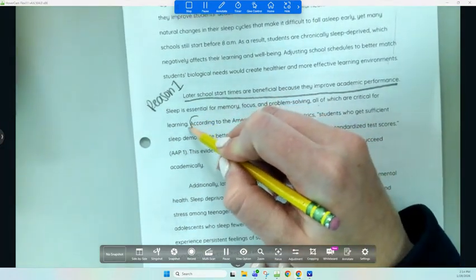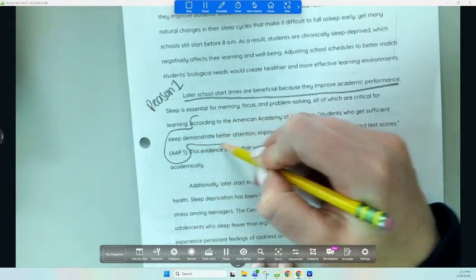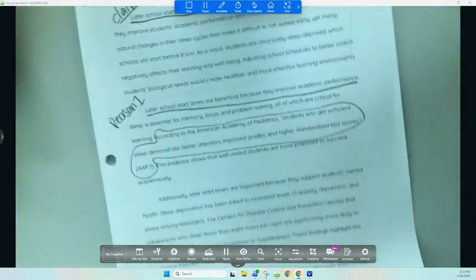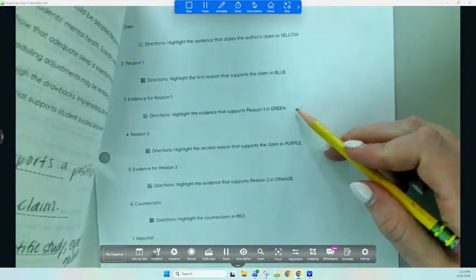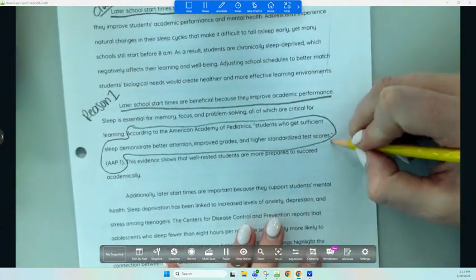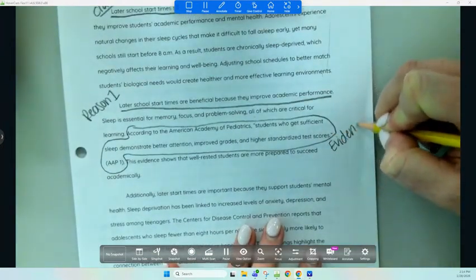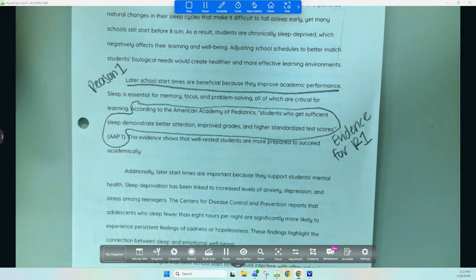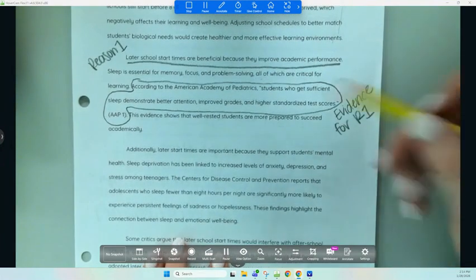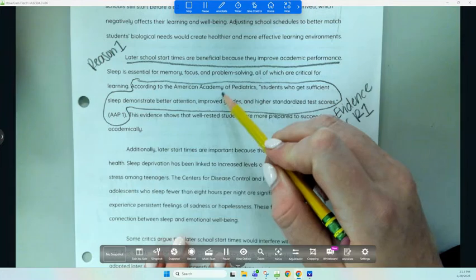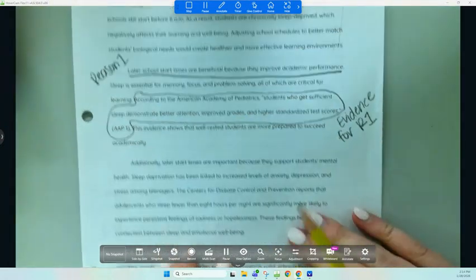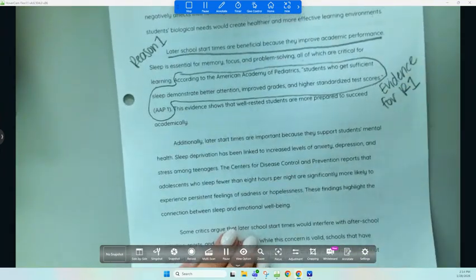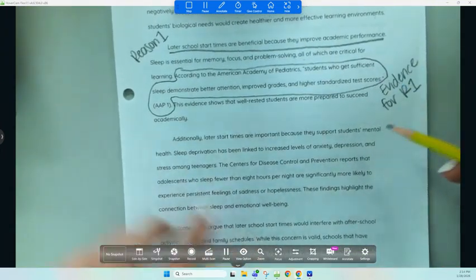The evidence is just them citing their actual source. So I'm just going to actually circle this one because I don't have my highlighters with me at this moment. But if you want to just do what I'm doing, I don't really care. So this is evidence for reason one. Okay? Because it's an actual fact from the American Academy of Pediatrics. It's an expert quote. All right, so let's keep going.